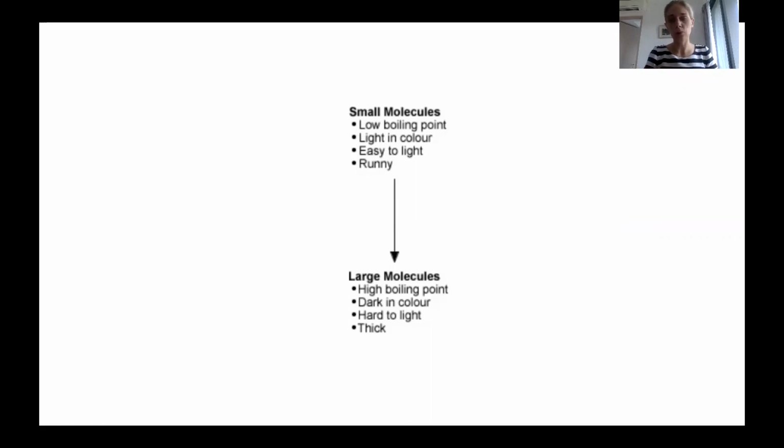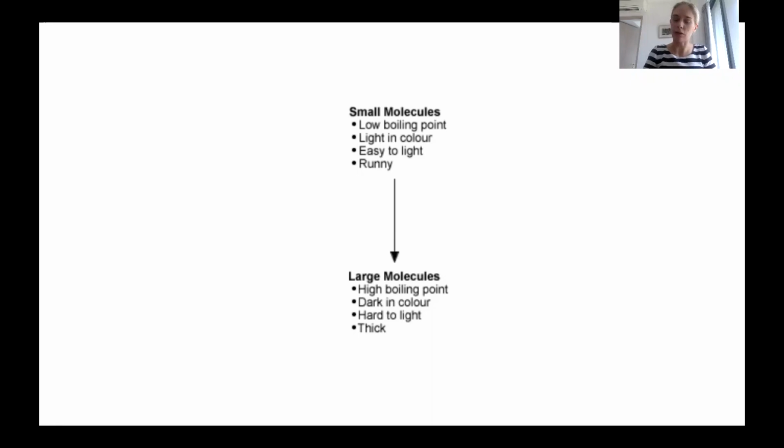Small molecules will have a lower boiling point because they have weaker forces between the molecules, are lighter in colour, and they're easier to set fire to, which means they are more volatile. It's the sciencey word there, volatile, and they are more runny, they are less viscous. So they are more likely to turn into a gas overall.